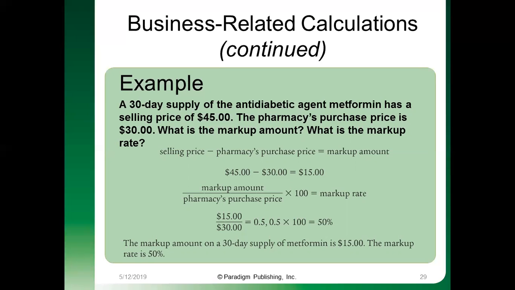So subtract 45, which is the selling price, minus the purchase price, what the pharmacy paid, $30, is equal to $15. Now divide those $15 by the pharmacy's price. So 15 divided by 30 is equal to 0.5. Multiply that by 100, which gives us 50%. So the markup rate is 50%. The markup amount of a 30-day supply of metformin is $15.